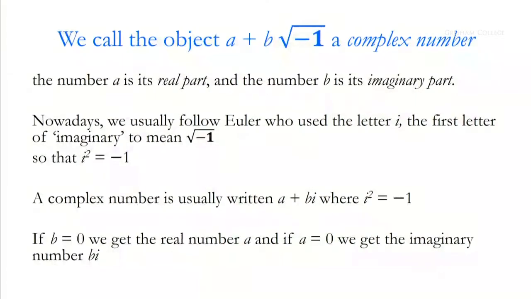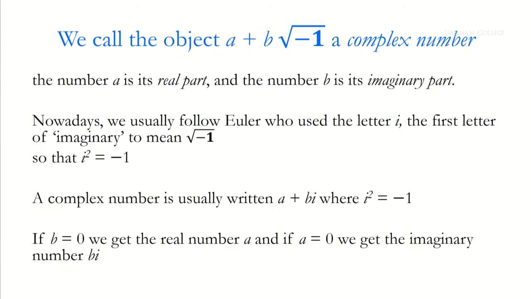And then the next slide just establishes some terms. As I say, we call the object a plus b times square root of -1 a complex number. The number a is its real part, and the number b its imaginary part. And nowadays we usually follow Euler, who used the letter i, the first letter of imaginary, to mean the square root of -1, so that i squared equals -1. So a complex number is usually written a plus bi, where i squared is -1. If b equals 0, we get the real number a. And if a equals 0, we get the imaginary number bi.